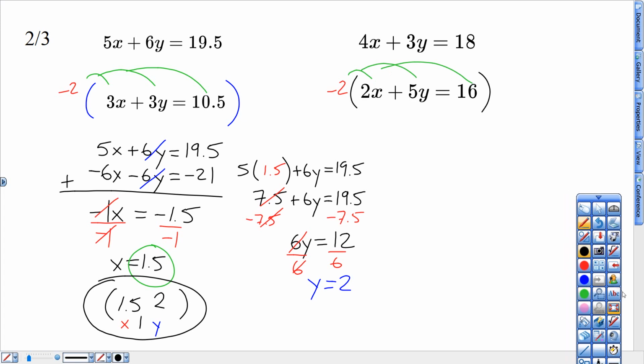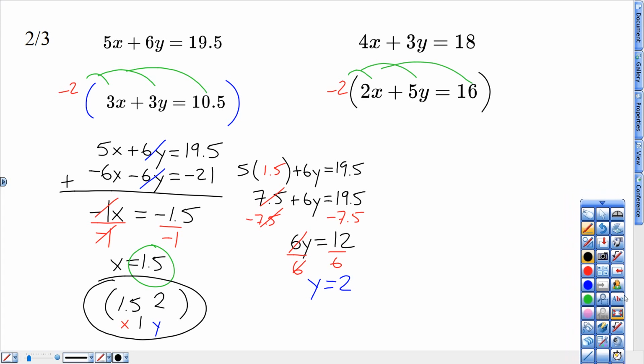Rewriting it, taking the time to rewrite it. In my experience, those who don't rewrite it, they get caught up in the mess of this madness. So make sure you rewrite both. There's the first one. Here's the second one.